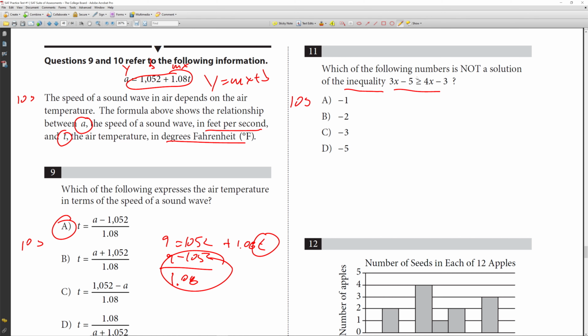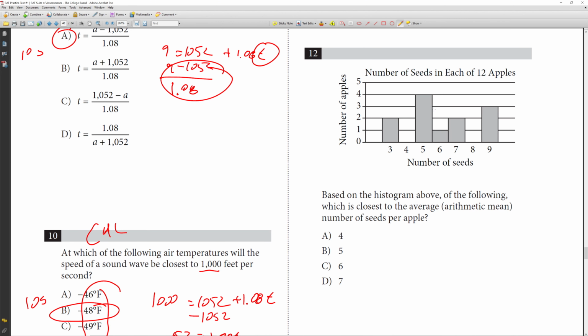I got 3x minus 5 is greater than or equal to 4x minus 3. I want a positive x, so that means I'm subtracting 3x from both sides and adding 3 to both sides. So this will leave me with minus 2 is greater than or equal to x. Choice A is the only one that does not satisfy.